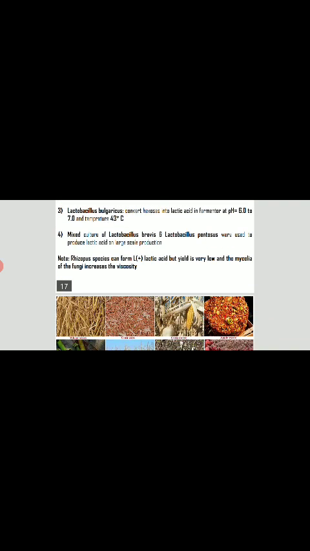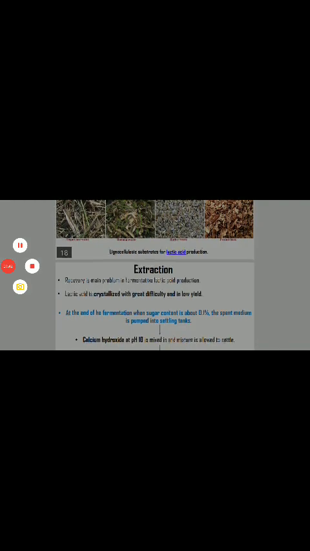A mixed culture of Lactobacillus brevis and Lactobacillus pentosus was used to produce lactic acid on a large scale. Then this is the process by which we can extract lactic acid.